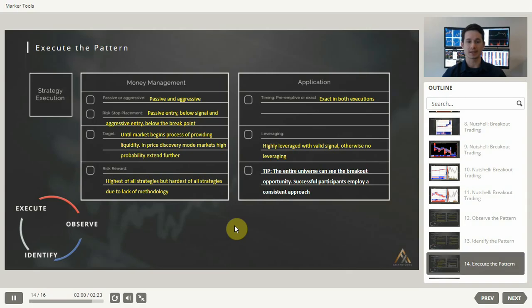All right, in terms of the tip, the entire universe can see the breakout. Okay, note that everyone can see a breakout opportunity. However, successful participants employ a consistent approach to breakouts. Learn it and don't forget it. All right, guys, let's now move on to the next of our additional readings.